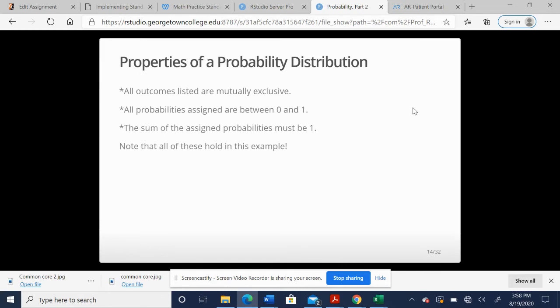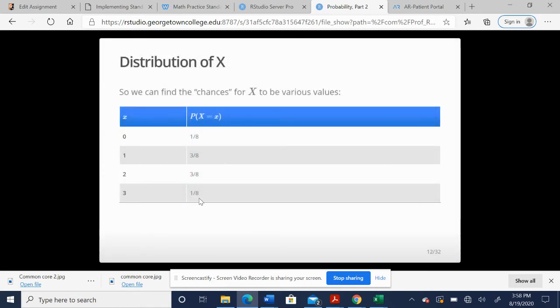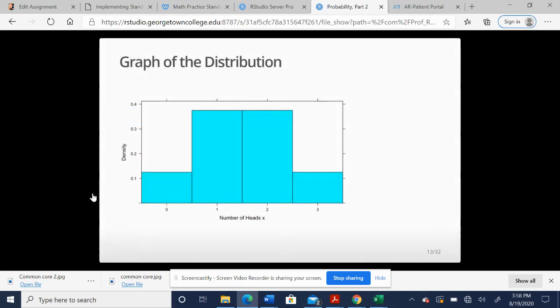Okay. Now, why is that true? Why does the sum of the assigned probabilities have to equal 1? Because if we're going to flip those 3 coins, one of these things is certain to occur. We're either going to get no heads, 1 head, 2 heads, or 3 heads. Those in the sum are the total of all of the possibilities that occur. So they have to add up to 1 because we're certain that one of these results must occur under the conditions that we've been given.